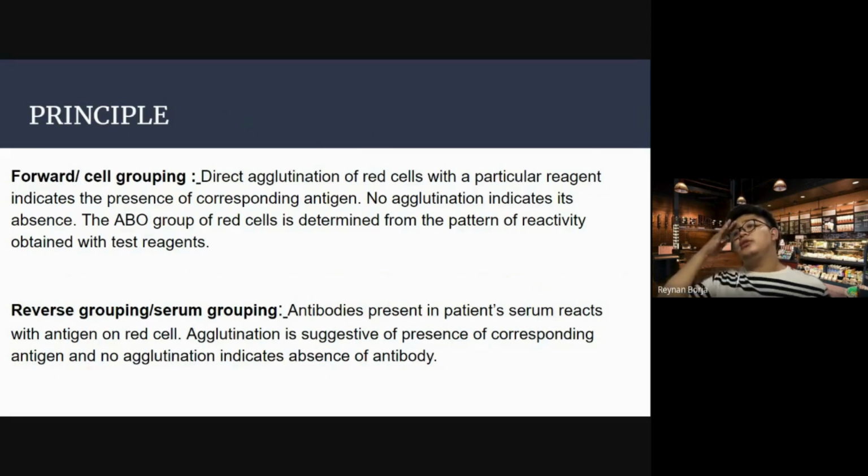Okay? Surely, alam niyo naman na to. Siguro nakapag-try na kayo mag-blood typing. And if yung nanonood nito is papasok pa lang ng blood bank, don't worry, we're gonna teach you all the needed stuff to be learned. Okay? Yung mga tapos naman na, review nyo na lang to. Dapat. Okay, review na lang dapat to.